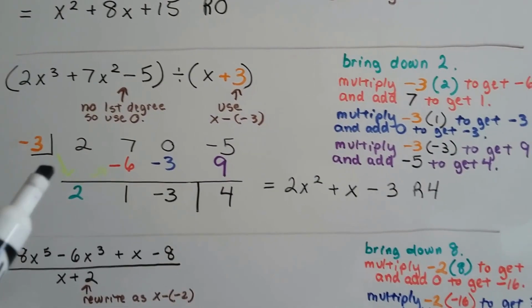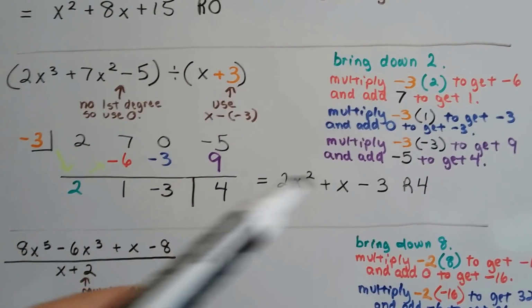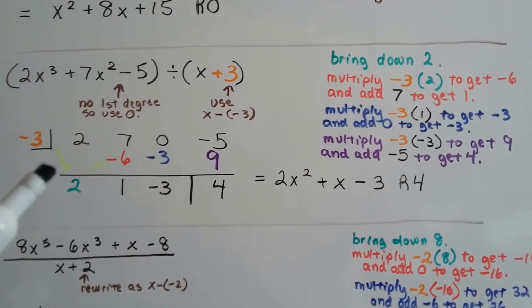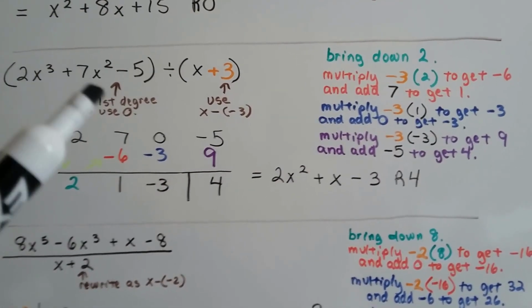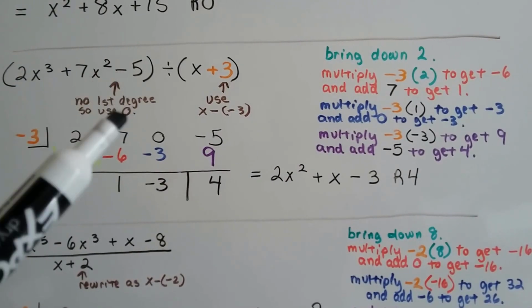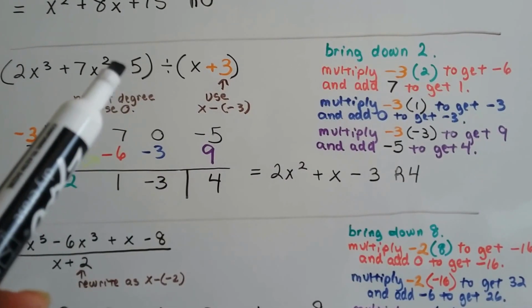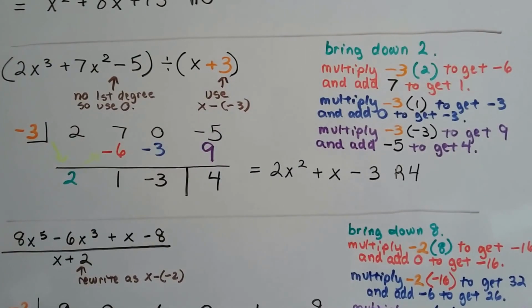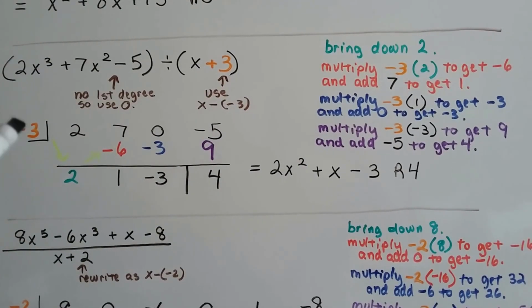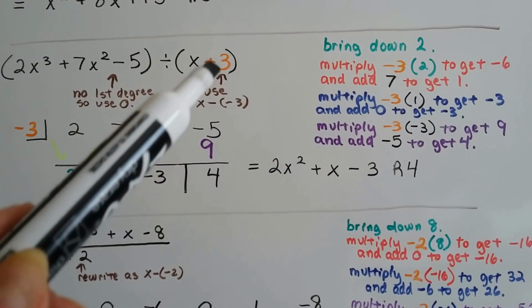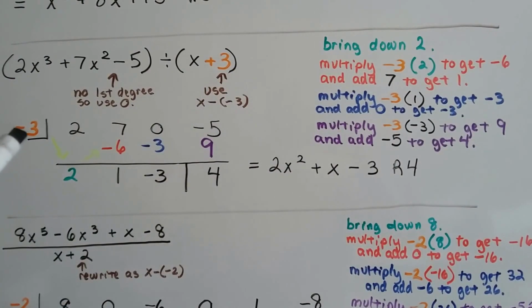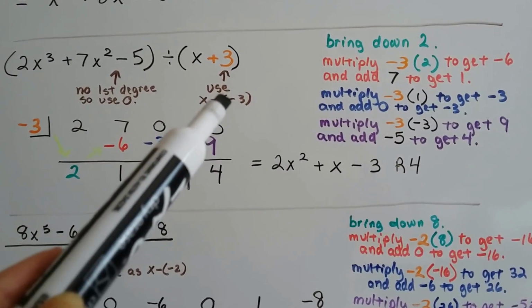All right? So you can follow me along here, or you can follow my pen. We've got a 2, a 7, a 0 for that missing space, and a negative 5. So it's really important that you notice there's a negative 5 there, because that's got to go there, see? So now we're going to do a negative 3, because that's a positive 3. We're going to do a negative 3, see?